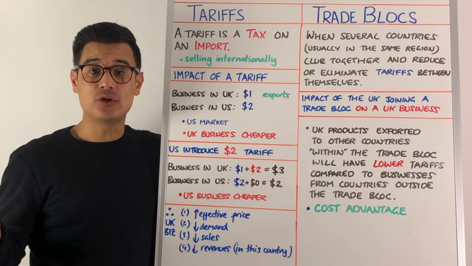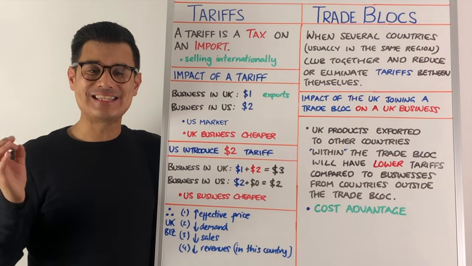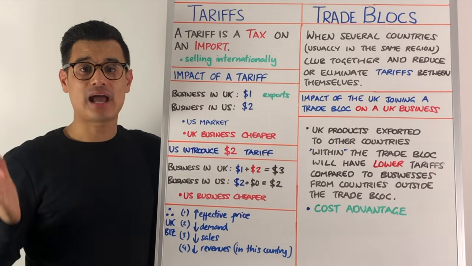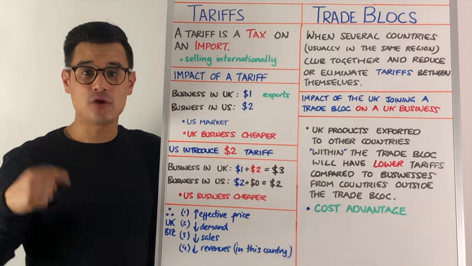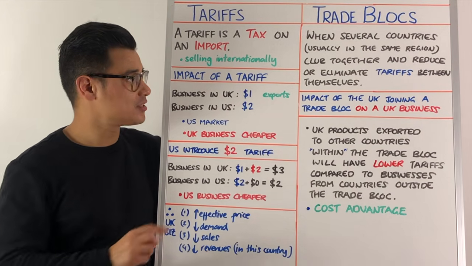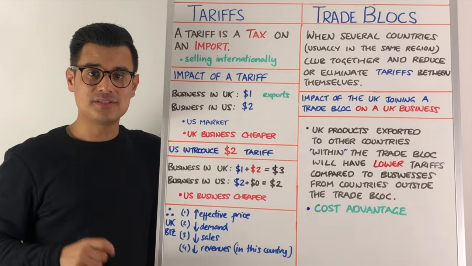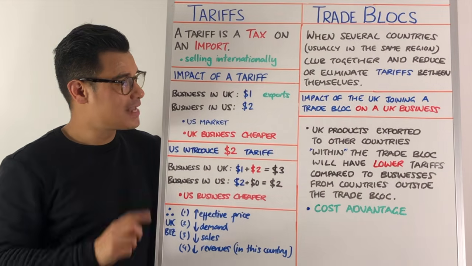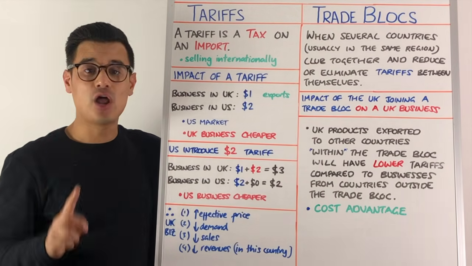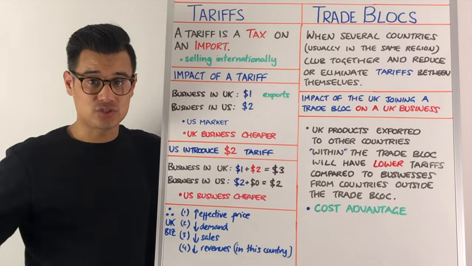The next thing we need to look at is trade blocs. A trade bloc is when several countries, usually in the same region, club together and reduce, or even eliminate, tariffs between themselves. Those in the club, that is, the businesses of those countries, are not faced with tariffs. The impact of the UK joining a trade bloc on a UK business is as follows. UK products exported to other countries within the trade bloc will have lower tariffs than businesses from countries outside the trade bloc.